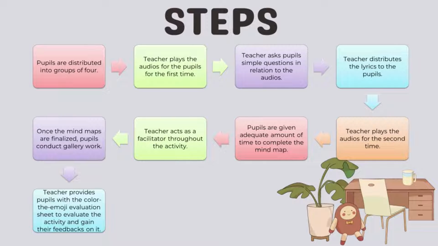Shown are the steps of utilizing the strategy in the classroom. Firstly, pupils are distributed into groups of 4. Teacher plays the audios for the pupils for the first time. Teacher asks pupils simple questions in relation to the audios. Next, teacher distributes the lyrics to the pupils. Teacher then plays the audios for the second time. Pupils are given adequate amount of time to complete the mind map. Teacher acts as a facilitator throughout the activity.